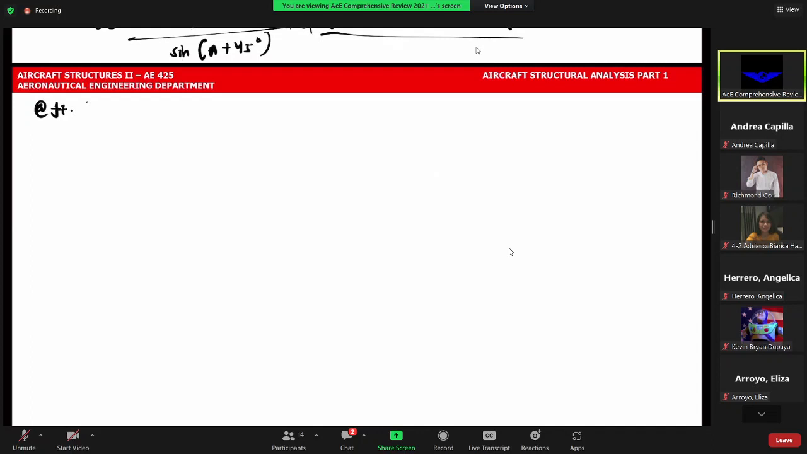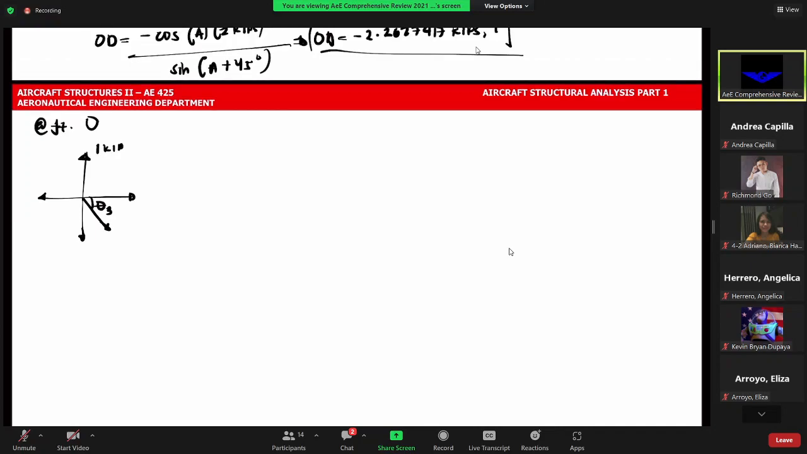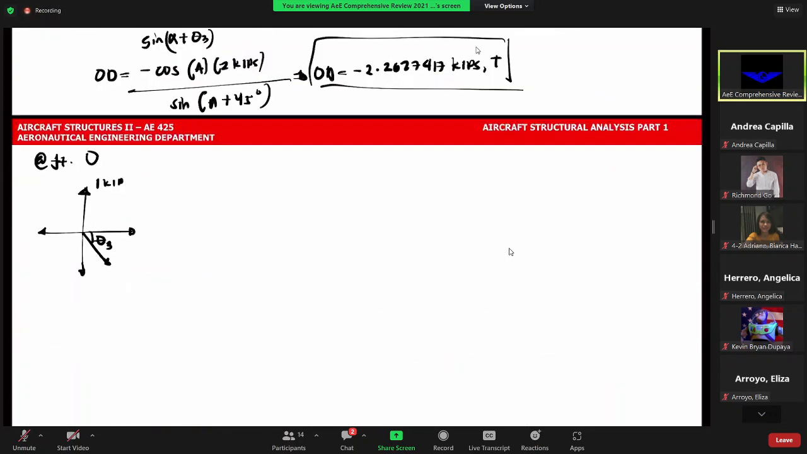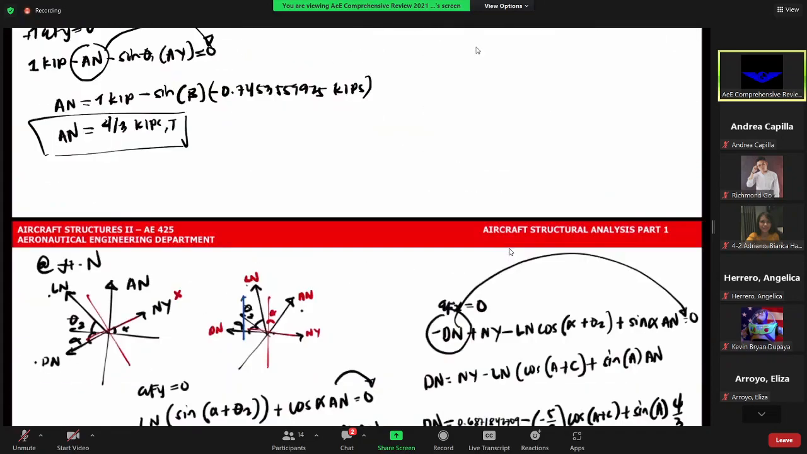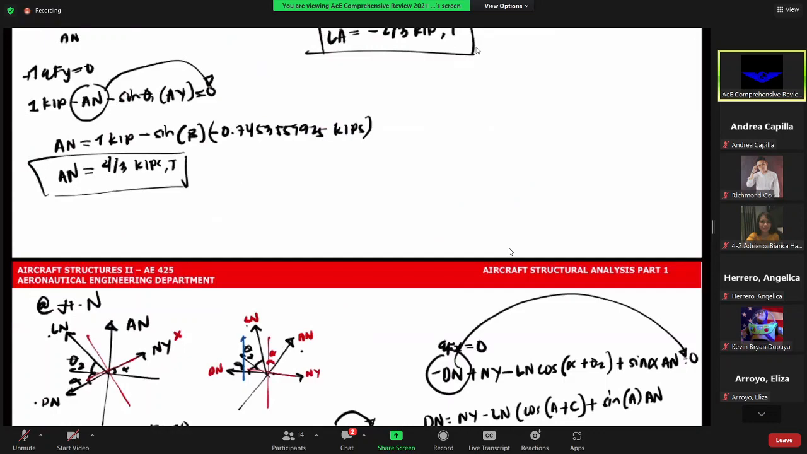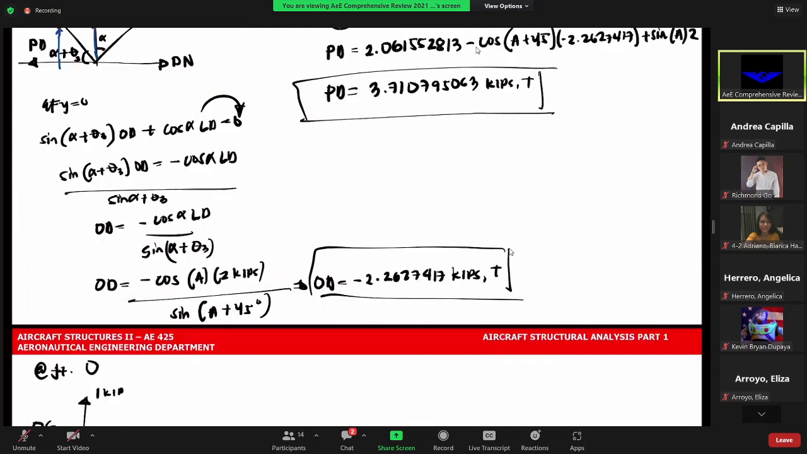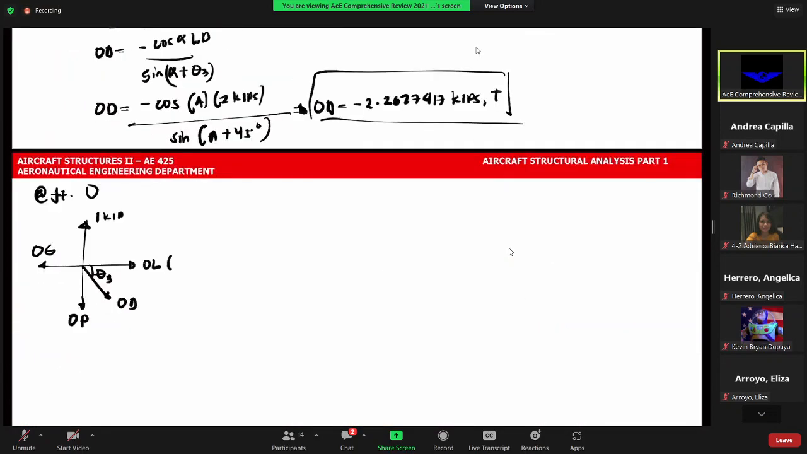So at joint O, no, meron yang 1 kip. And theta sub 3. So check natin yung mga member. Meron tayong OL and OG. So ito yung OL, ito yung OG. And then vertical is OP and OD. Okay. This is OD and OP. So ang hinahanap dito guys is yung OG and OP. So OD is, ayan, no, nakikita natin sa screen. Yung OL is negative 2.